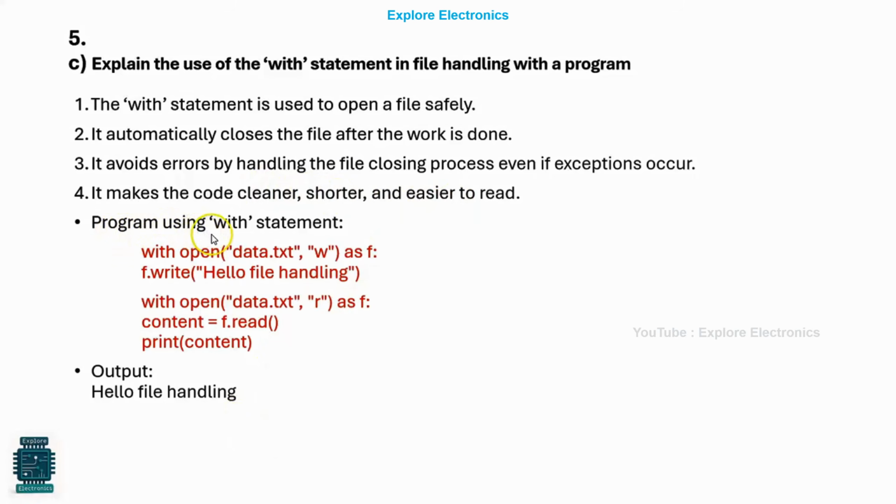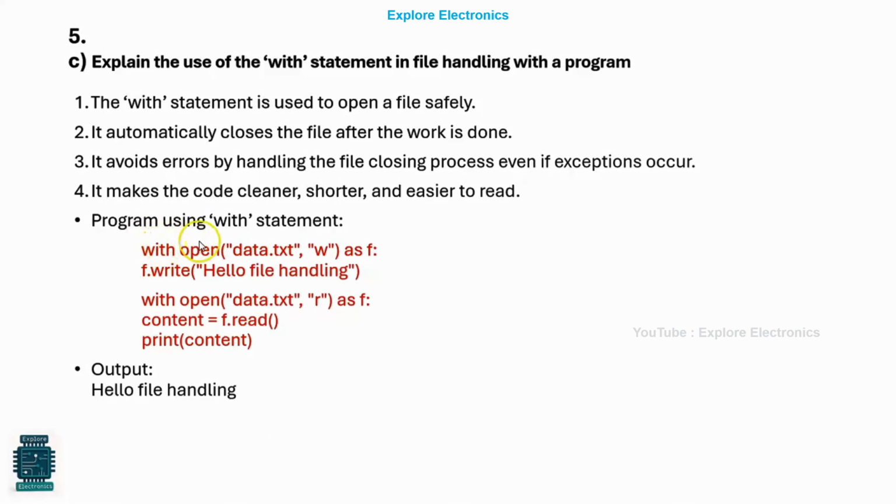Let us understand a program using with statement. Here I have used the with statement to open a file, data.txt, to write. W is for write, R is for read. With f.write I am writing the statement hello file handling. Then with open data.txt, I am opening in read mode as f. content = f.read(). I am reading that. print(content).